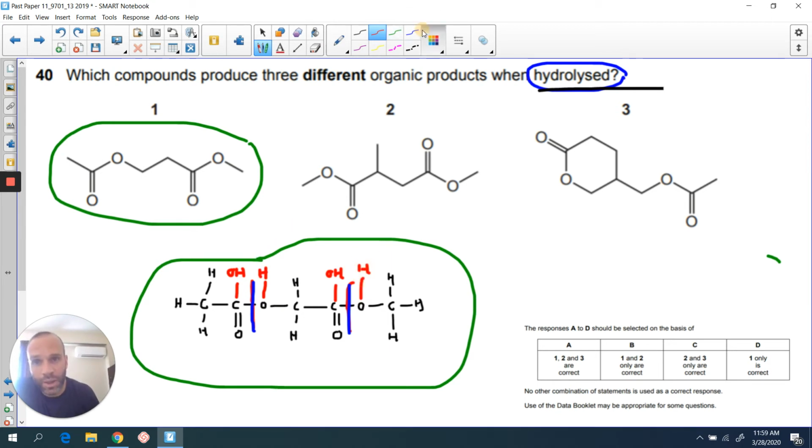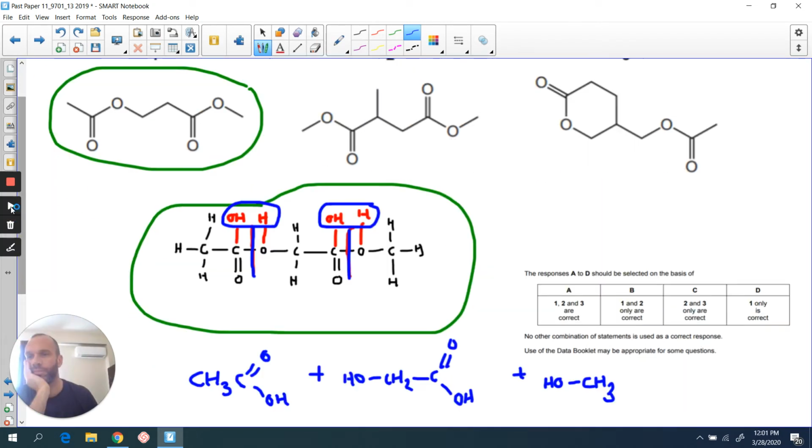And hopefully now you can see that what we've got there is the addition of H2O. That's our water molecule that has been added, okay? So now we can actually draw out what compounds are being produced, okay? So I'll do that now.